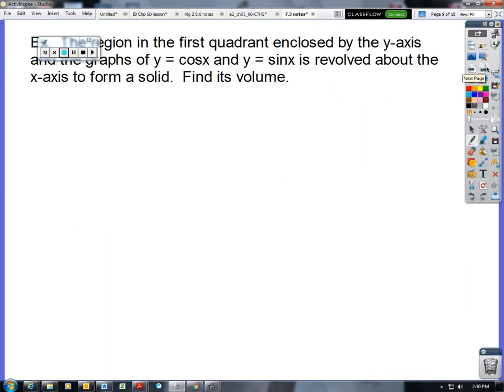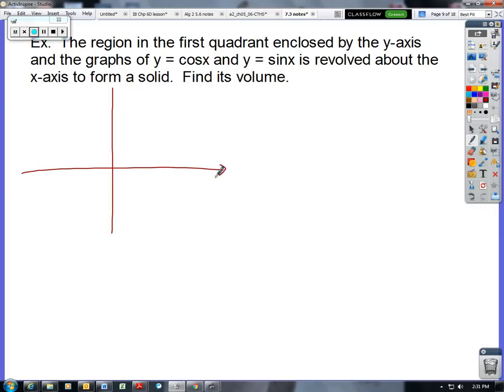Okay, this one we did as well. So again, we have to graph. So we're in the first quadrant only. We have enclosed by the y-axis, so here, and then the graph of cosine. So that is cosine. And then sine starts here and goes up. So it's enclosed by the y-axis and these two. So it's this region right here.